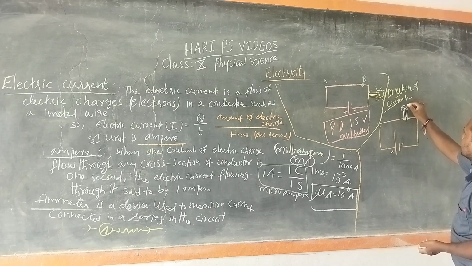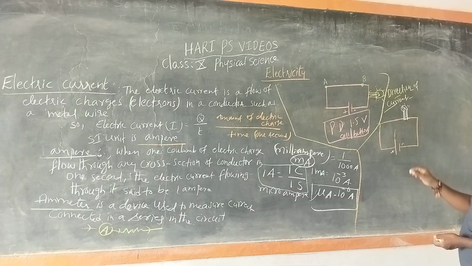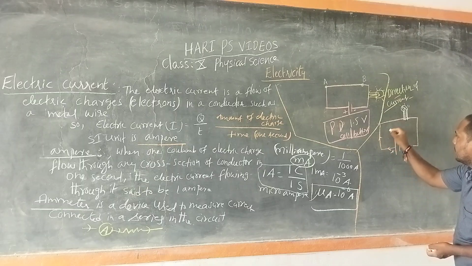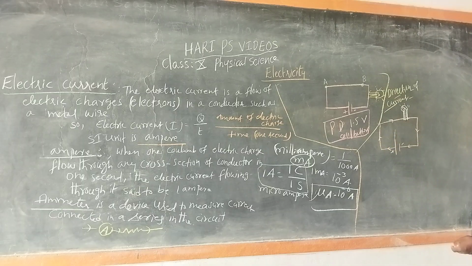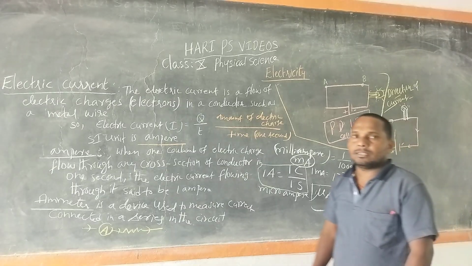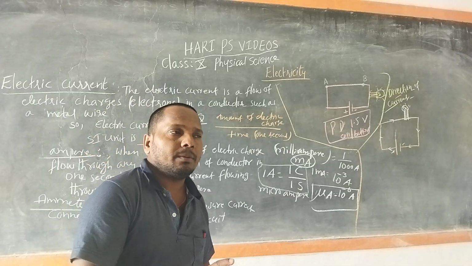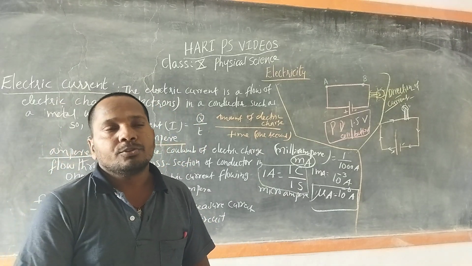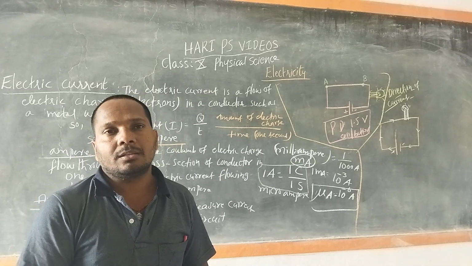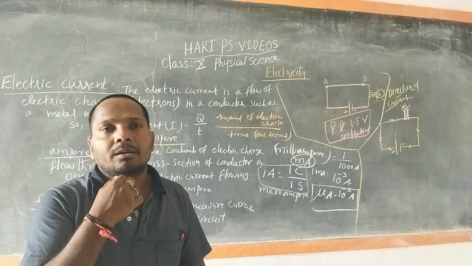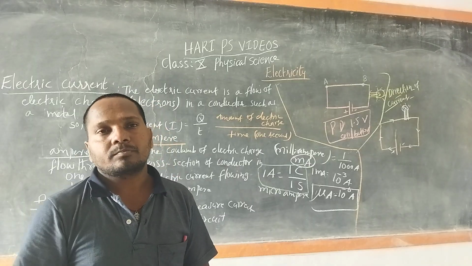So the bulb glows when we connect it in the circuit. The direction of electric current is from the positive terminal to the negative terminal, because when current was invented, there were only two types of electric charges, positive charges and negative charges. At that time the electrons were not yet discovered, so electric current was considered to be the flow of positive charges.